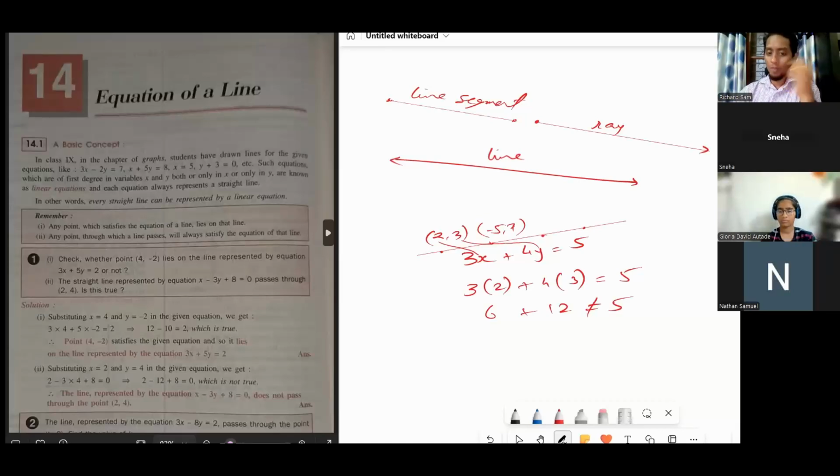Now they can modify this question. They'll give you a point like (k, 3), and they'll tell you this point lies on the line, find k. So what you'll do again? Substitute k in place of x, 3 in place of y, and in that equation k will be the missing value. You can find k. Is that clear, everyone?